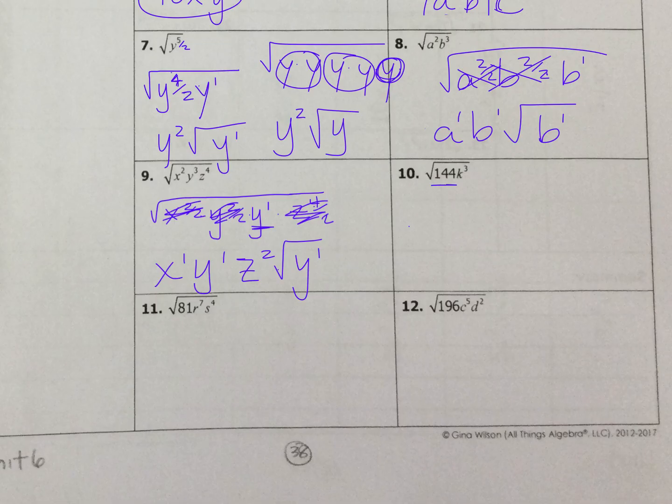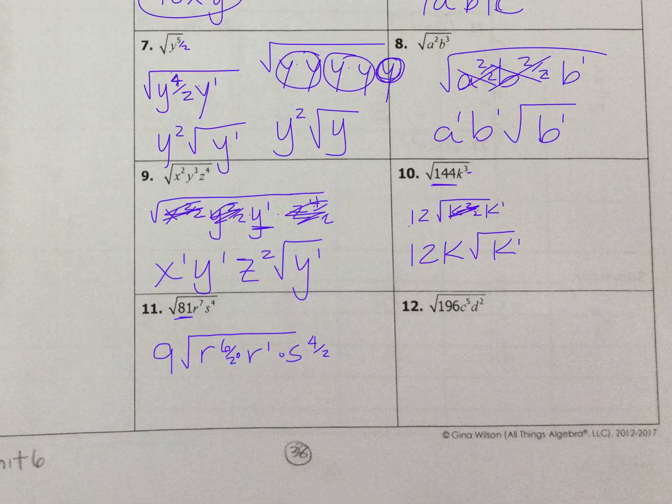All right, 144, the square root of that is 12. Now I have a k to the 3, so let's make it k squared times k to the 1. Now I can divide that and get this guy out. 12k on the outside, k to the 1 on the inside. Square root of 81 is 9. But now let's go ahead and say r to the 6 times r to the 1 times s to the 4. Divide by 2. R cubed comes out, s squared comes out, and r to the 1 stays in.